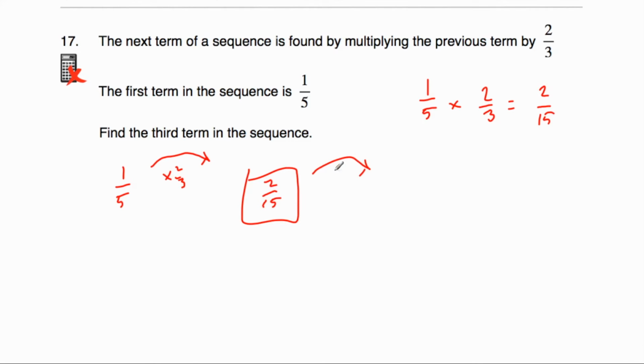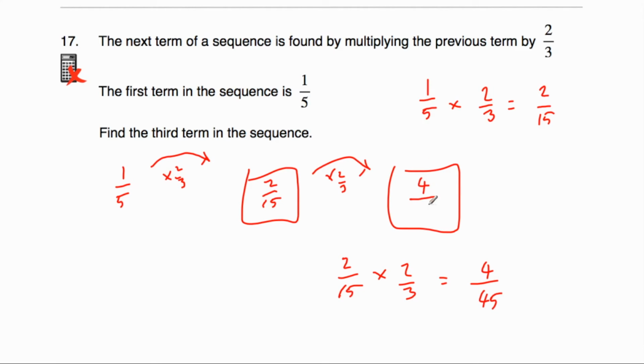Now we need to multiply by 2/3 again, because to get the next term we multiply by 2/3. So if we take our 2/15 and multiply by 2/3, that will be the third term in the sequence. So 2 times 2 is equal to 4, and 15 times 3 is equal to 45. So the third term in the sequence would be 4/45. We find that by taking the 5th, multiplying it by 2/3 to get 2/15, multiplying by 2/3 again to get 4/45. And that's it.